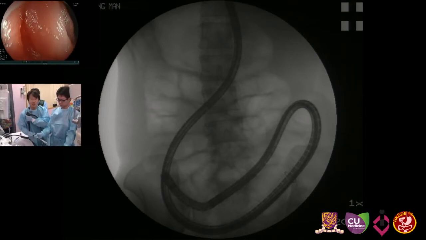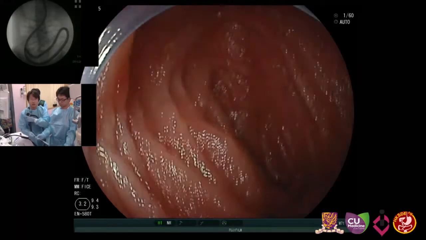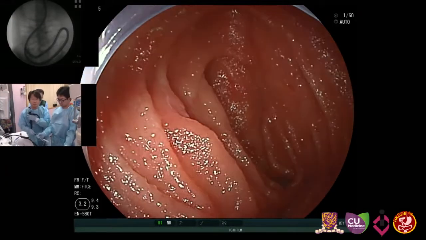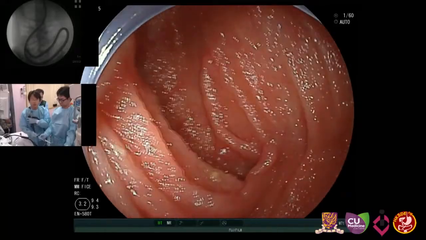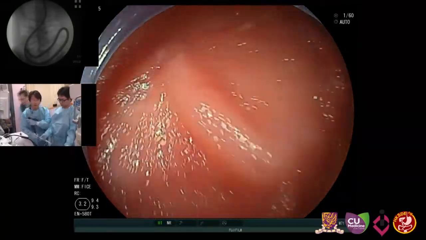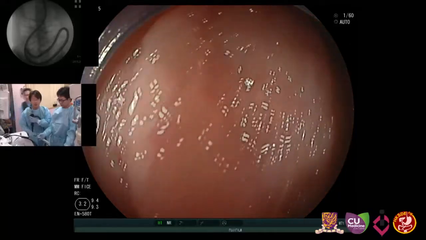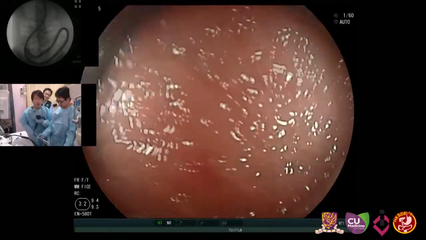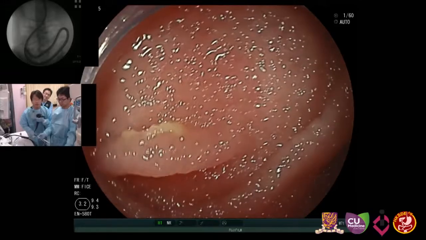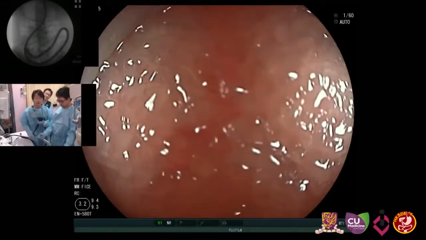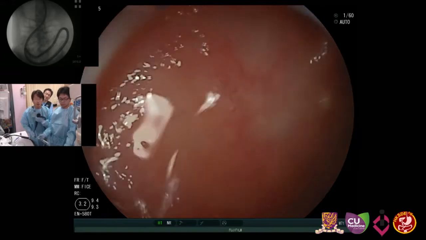Okay. Anyway, I think I still can advance the endoscope. And so far, no active lesions. I see. So I will try to insert as far as possible, and from there I will get an X-ray image with the contrast.